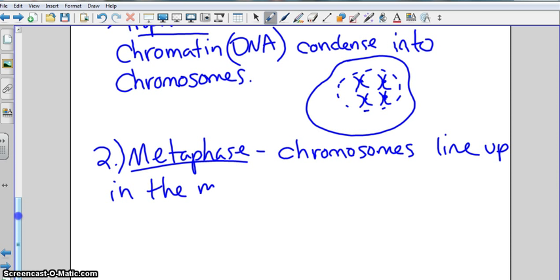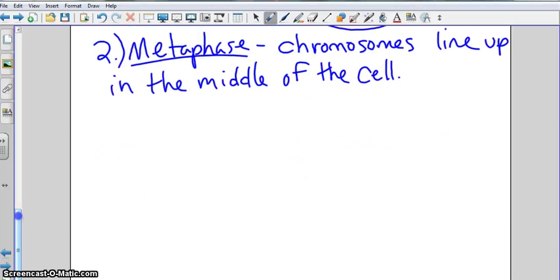What happens if the chromosomes don't line up in the middle of the cell? Then the cell will not divide. The cell goes through, we're going to learn later, different checkpoints, and it makes sure that everything is correct before it divides. So the chromosomes line up in the middle of the cell. And that looks real simple.